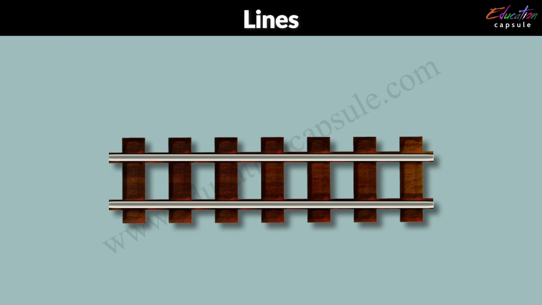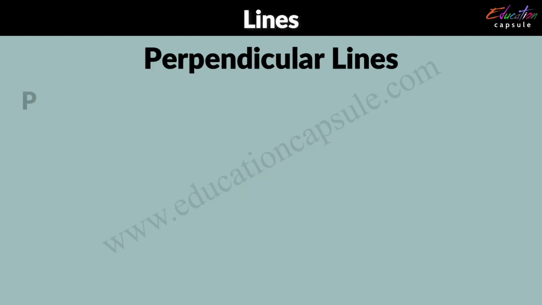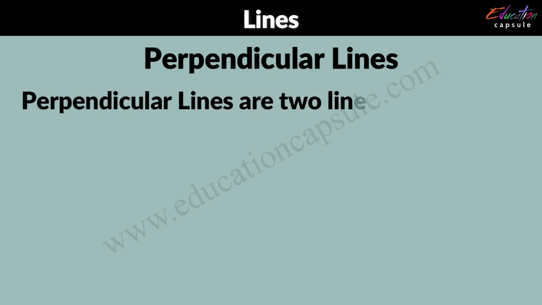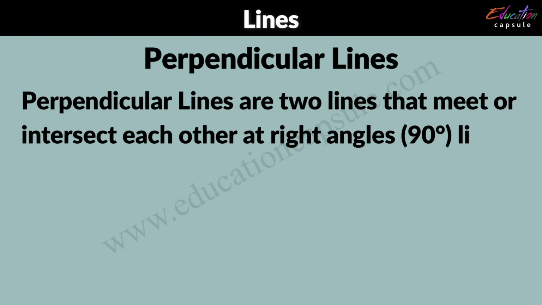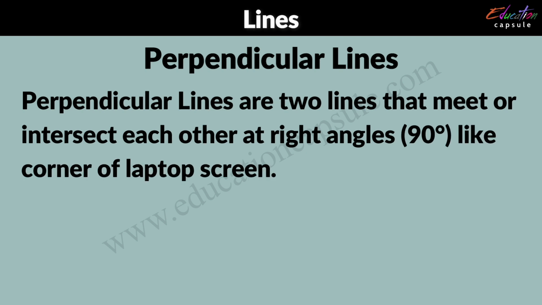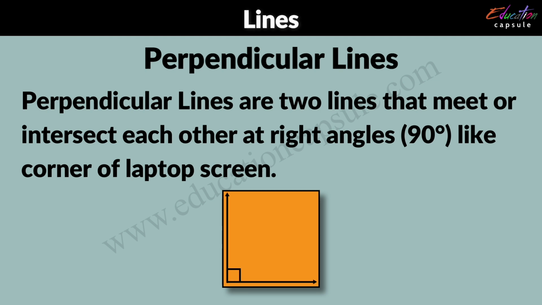Next is perpendicular lines. Perpendicular lines are the two lines that meet or intersect each other at the right angles, that is 90 degree, like corners of laptop screen. Just like this.